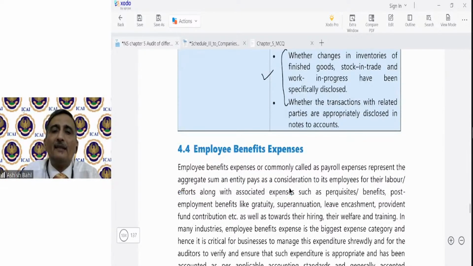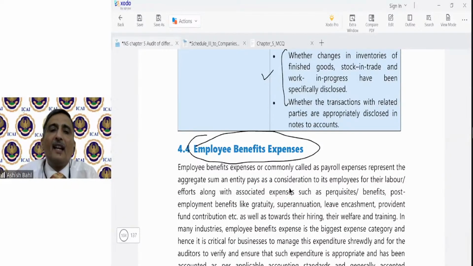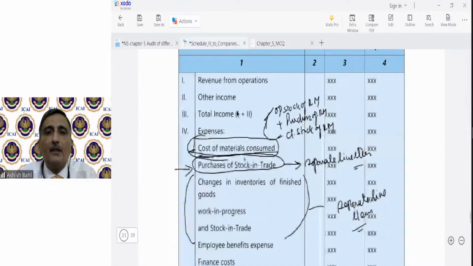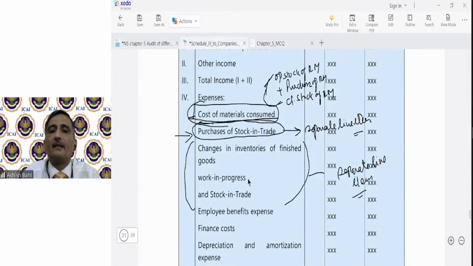So employee benefit expenses, what are employee benefit expenses, students? Employee benefit expenses means expenditure incurred on wages, salaries, on provident fund contributions, on ESI payments, gratuity. So all these expenditures are included under the head employee benefit expenses. There is one head in the schedule 3. So again, I am showing you the schedule 3, employee benefit expenses.